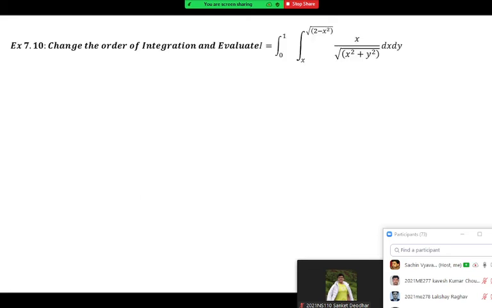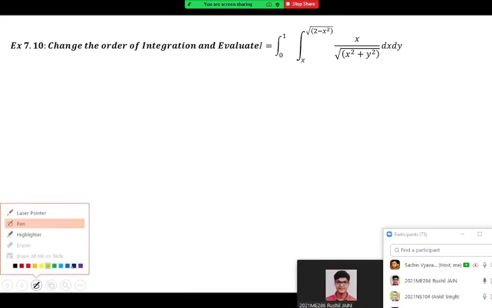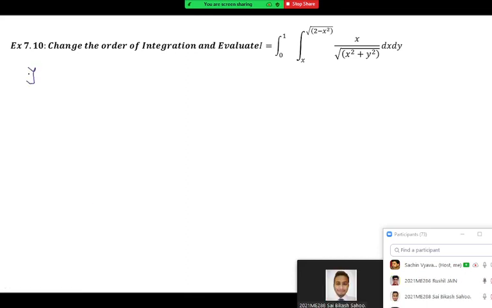Okay. So this is the last question for today of type 3, where the heading of the question is the same: change the order of integration and evaluate. I is equal to the given integral from 0 to 1, with the remaining part. Tell me the boundary equations first. y equal to x, y equal to root of 2 minus x square, x equal to 0, x equal to 1.